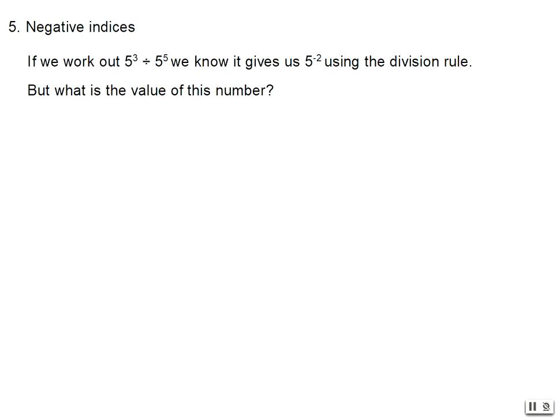Rule 5, negative indices. Now we know that if we use rule number 2, the subtract rule, and we do 3 take away 5, it gives us 5 to the power minus 2. But what is that really? Well, if I write this division out long ways, we'll have 3 number 5s on top and we'll have 5 number 5s on the bottom.